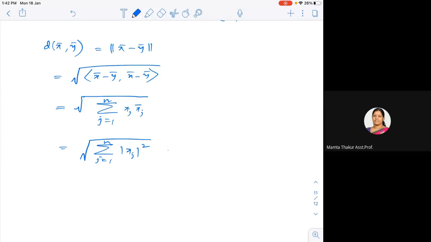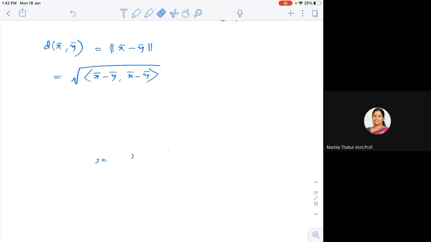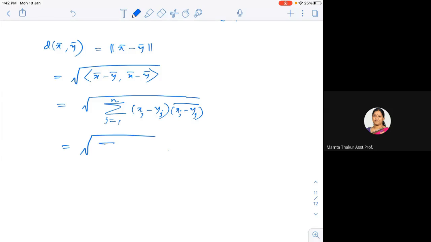Oh, sorry, I made a mistake here. I had to write it carefully. It is not correct. What is x bar minus y bar? It is the square root of sigma j equal to 1 to n of xj minus yj times the conjugate of xj minus yj. It is nothing but the square root of sigma j equal to 1 to n of modulus of xj minus yj, whole square. So this is the d.